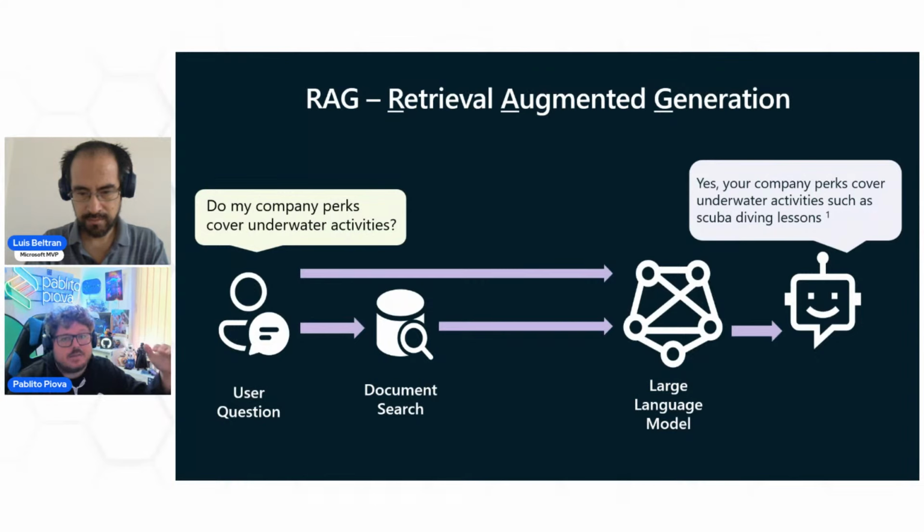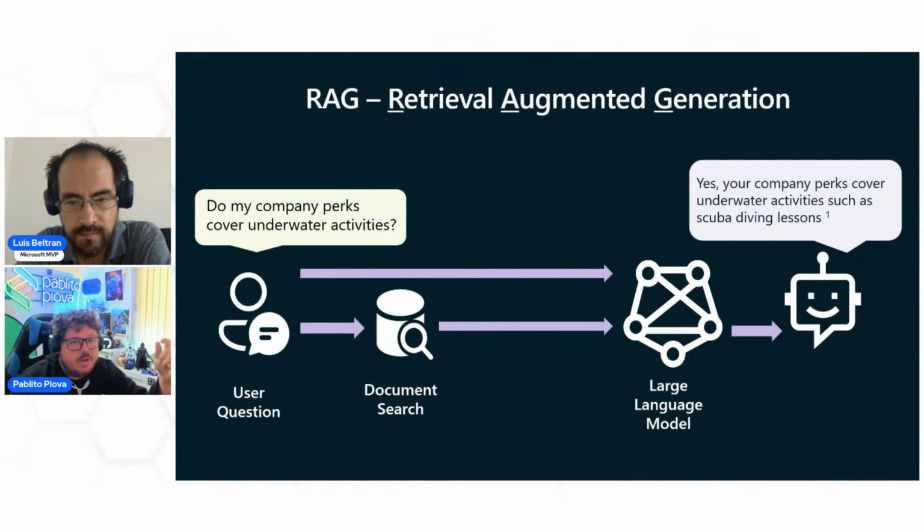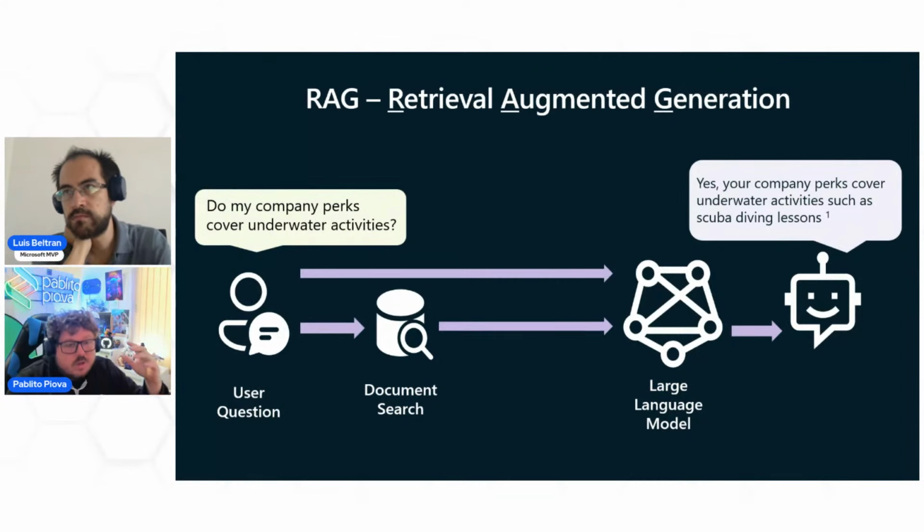User question, the employee asks their question. Document search, the system searches the database for relevant documents. Large language model, the model analyzes both the question and the retrieved information. Finally, an accurate response is generated based on the found data. In this example, the model responds, yes, your company benefits cover underwater activities such as diving lessons. RAG allows us to combine access to updated and specific data with the text comprehension and generation capabilities of language models, significantly improving the accuracy and relevance of these responses.